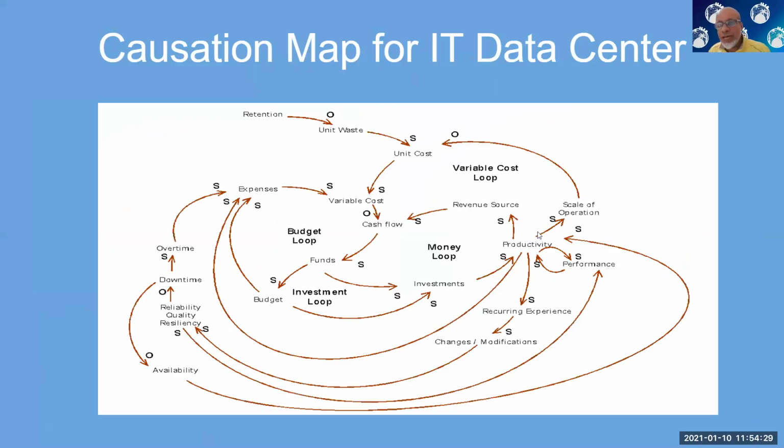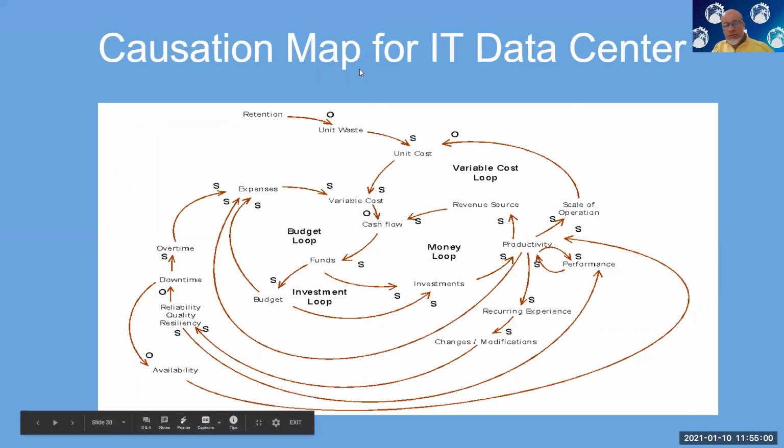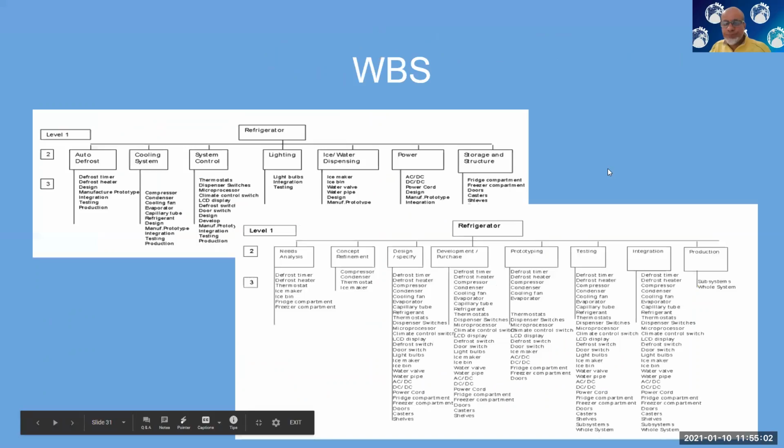Here's an example for an IT data center. We're not going to go through this, but as you can see, you have a variable cost for the operating of your data center. You have a loop, we call it the money loop. So investments, productivity leads to revenue. Revenue leads to cash flow. The more cash I have, the more funds I can invest more. I have a bigger budget, which means more expenses, which means less cash flow. So you see there's some balancing here going on, and it could even evolve bigger than this.